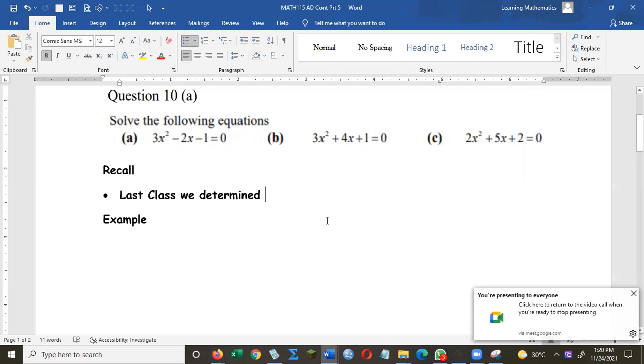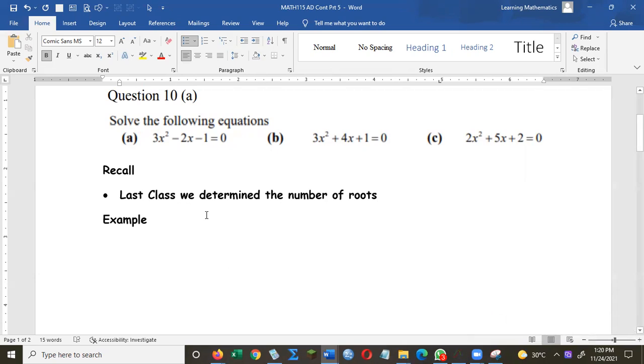We determined the number of roots. Someone said the determinant. No, we did not determine the determinant. It's like a tongue twister again. Last class, we determined the number of roots of a quadratic.